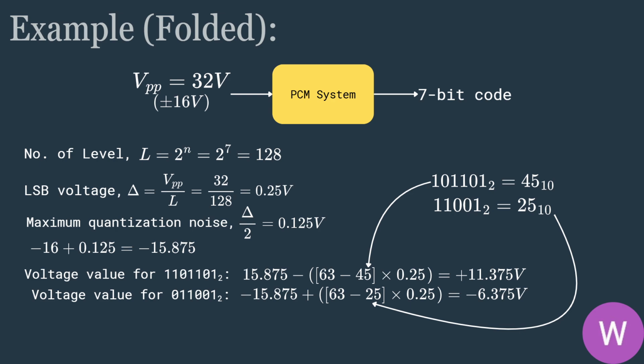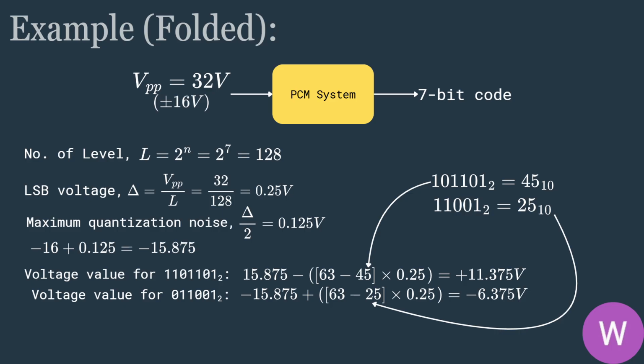111111 is equal to 63 if you convert from binary to decimal. So Z is equal to 63 and then minus Y. Y is the current value for the 7-bit code that you insert. So same as before, you don't need to consider the first significant bit because that one is just for sign. So we just take 101101, which we convert into 45. And then we multiply by the quantization interval 0.25. And then in the end, we calculate the voltage value, which is 11.375.